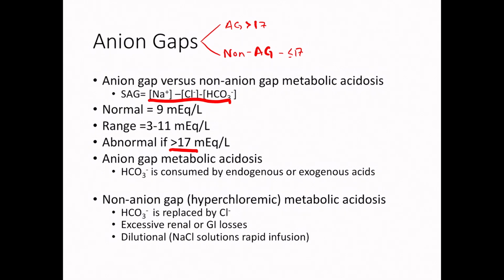Again, this helps us differentiate types of etiologies, with anion gap meaning that you have bicarbonate being consumed by exogenous or endogenous acids. So we'll talk about some of those examples in just a minute. Versus non-anion gap, also known as hyperchloremic, you're having the bicarbonate being replaced by chloride in the system. So this is usually due to excessive renal or GI losses, or due to dilutional non-alkali solutions being administered rapidly, such as normal saline.